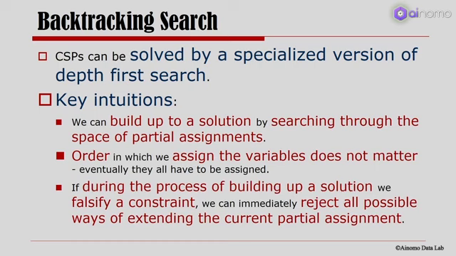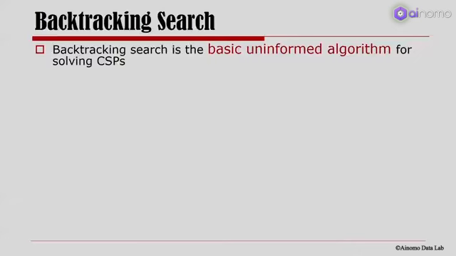If during the process of building up a solution, we falsify a constraint, we realize that this cannot be part of the solution. So, we can immediately reject all possible ways of extending the current partial assignment and backtrack. Backtracking search is the basic uninformed algorithm for solving constraint satisfaction problems.